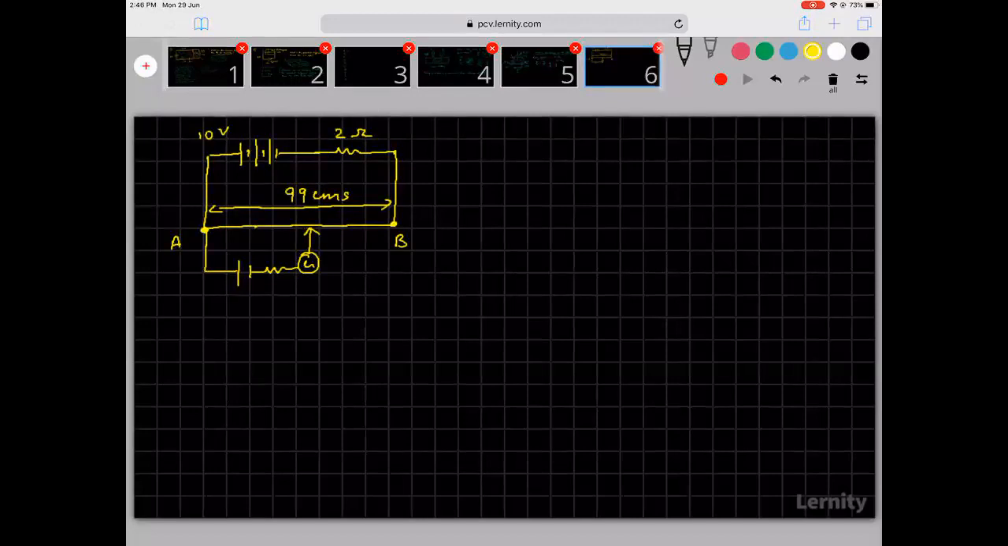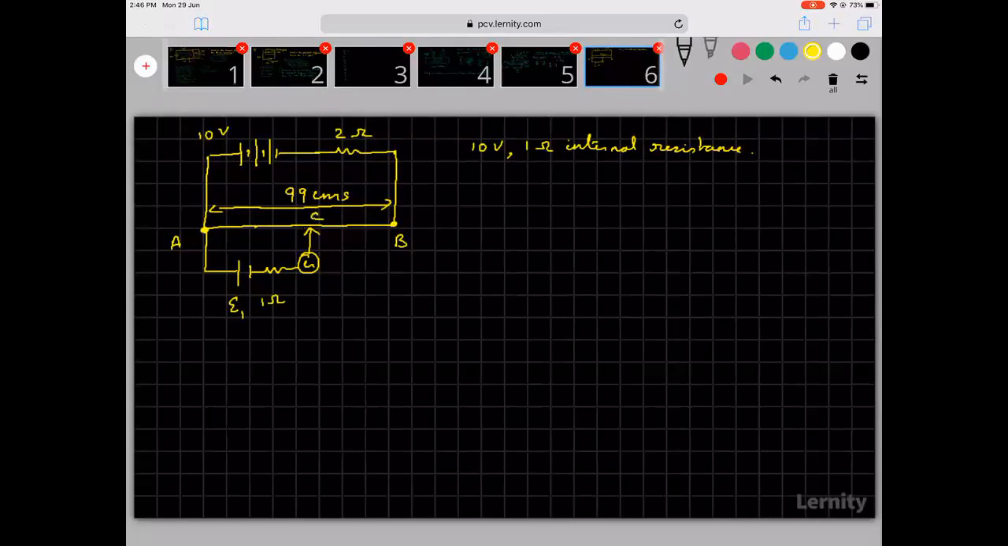Okay, so here is a question. A driving battery of 10 volt EMF and 1 ohm internal resistance is used in a potentiometer. A cell of unknown EMF E1 and internal resistance 1 ohm is balanced against length AC.